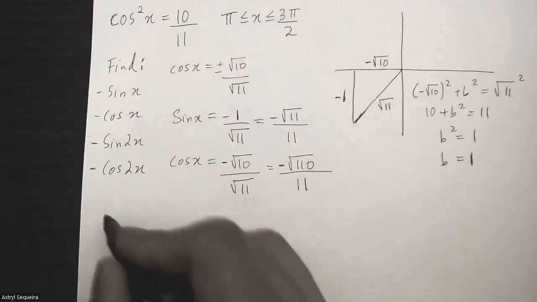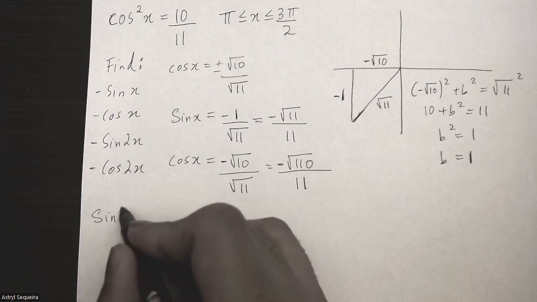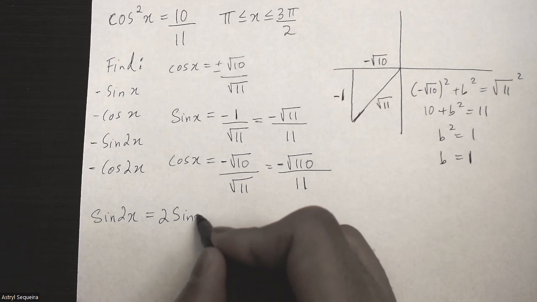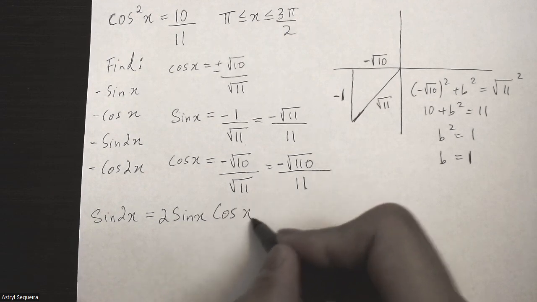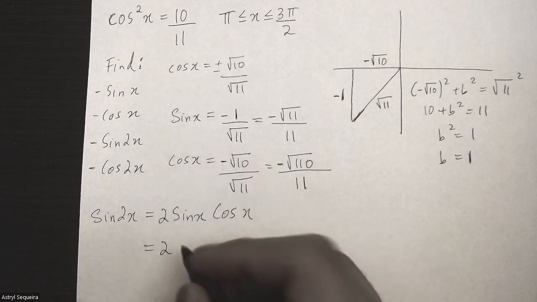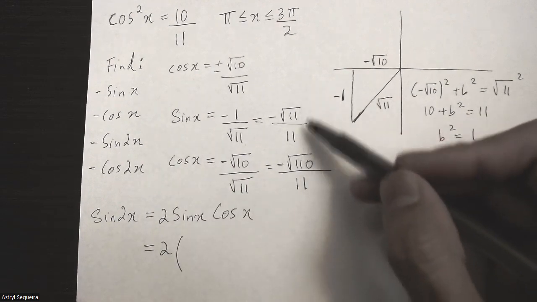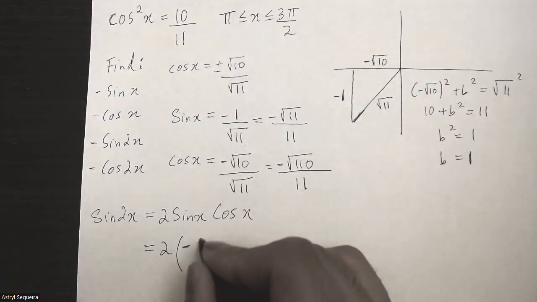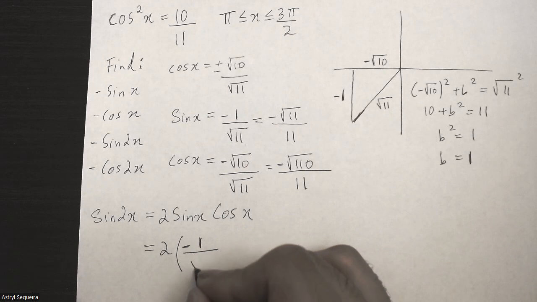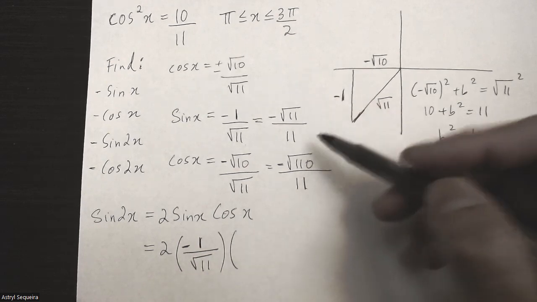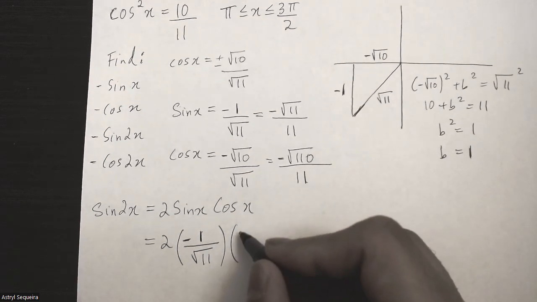Next, I need to find sine 2x. I'm going to use my double angle formula for this. Sine 2x is just equal to 2 sine x cos x. And then I have the solutions for sine x and cos x right over here. Instead of using these answers, though, I'll use the non-rationalized ones because they're always going to be easier to simplify. It's going to save you a bit of time in a question like this rather than using those answers and then simplifying later, which is a bit more difficult.